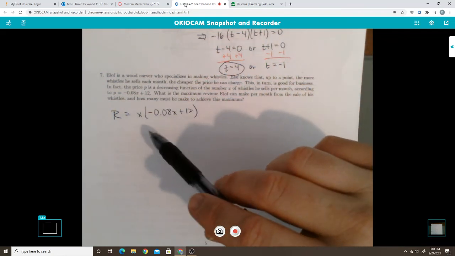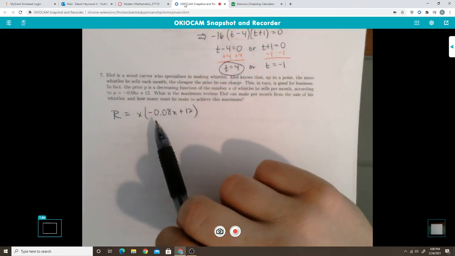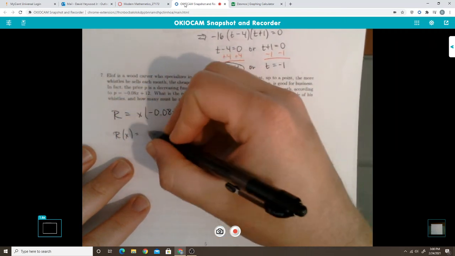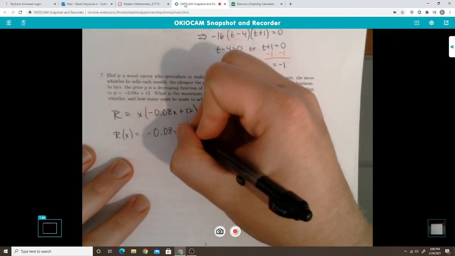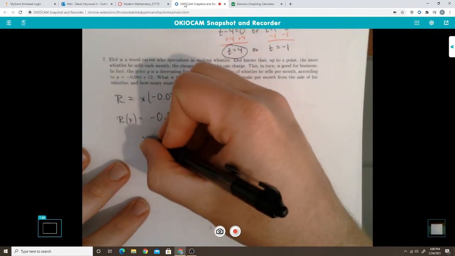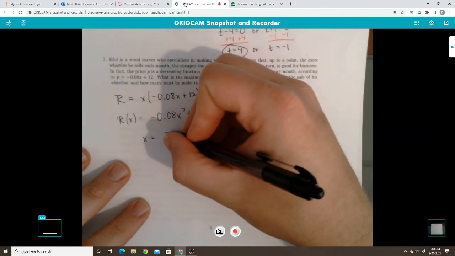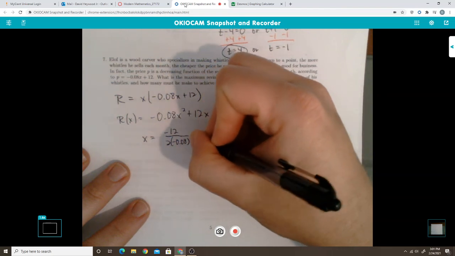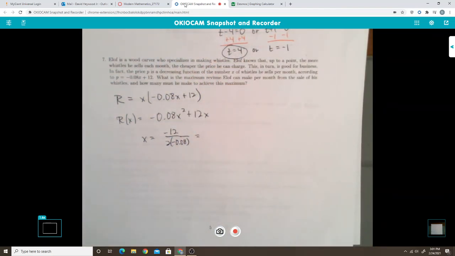But anyway, what's the maximum revenue Elof can make per month from the sale of his whistles? So one way that we could do this would be to distribute the X. So we're going to get R of X equals negative 0.08X squared plus 12X. And then use the vertex formula, X equals negative B over 2A. So that's negative 12 over 2 times negative 0.08. That's 75.